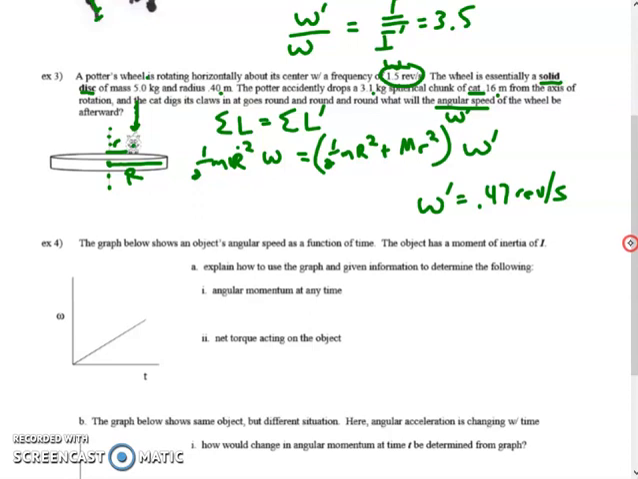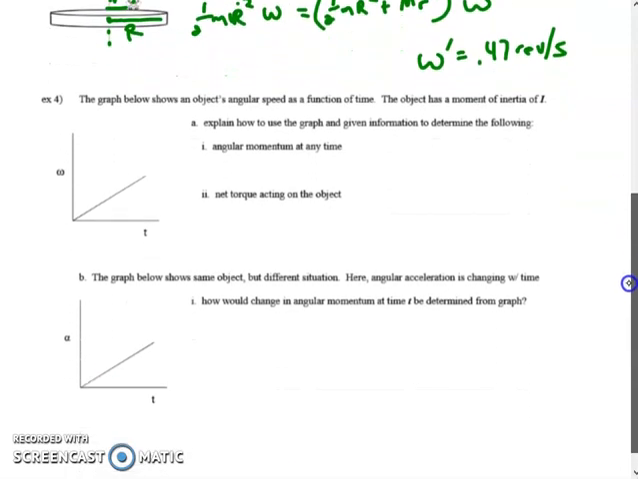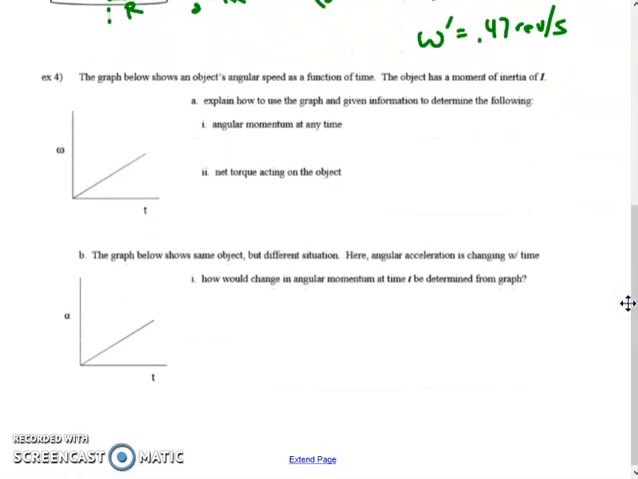Okay, let's do the last problem, which is the least involved of them. We want to understand graphs. I've got the first graph, angular velocity as a function of time, and we are told that the object, whatever it is, has some moment of inertia I. So two questions. How could we use the graph and given information to determine the following? Angular momentum at any time.